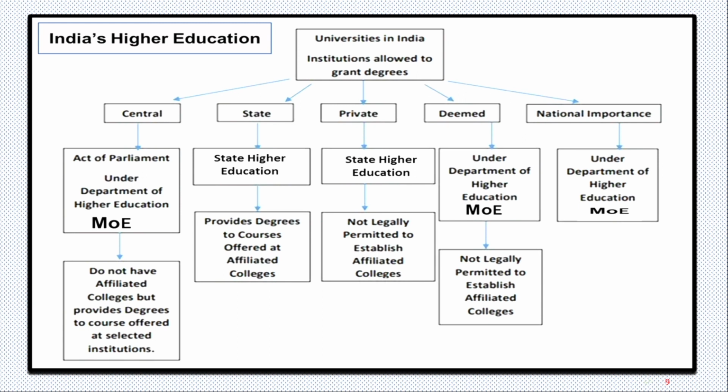Now, these institutes do not have affiliated colleges, but provide degrees to courses offered at selected institutes. But if we see the state government universities or the private universities, these two are basically under the higher education of the state, but state universities can provide degrees to courses offered at affiliated institutes, whereas private universities are not legally permitted to establish affiliated colleges. So, this is the present picture of India's higher education.